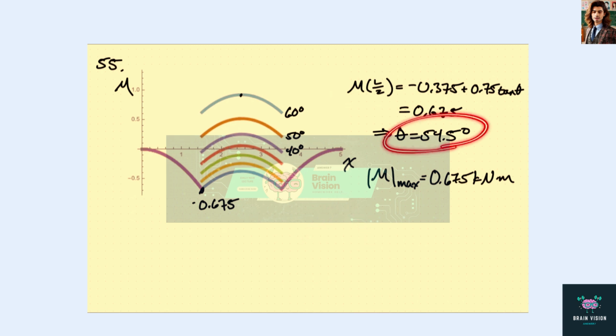Anything less than that, the maximum will just be this value. Anything more than that will have something larger than that. So for values less than this, this is the maximum. For values more than this, we'll have some other maximum.